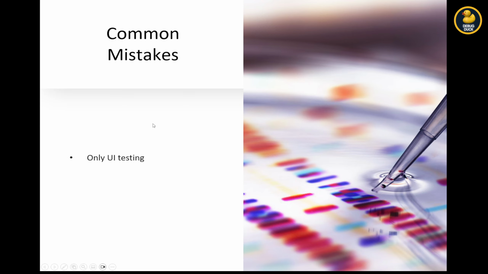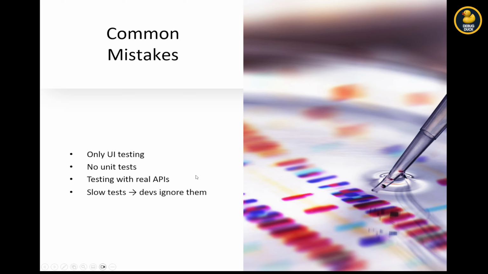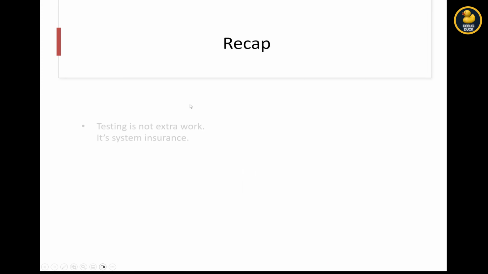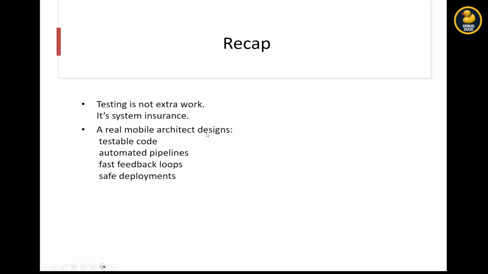The common mistakes: only UI testing, no unit tests, testing with real APIs, slow tests, developers ignore them, no CI pipeline. Testing is not extra work, it's system insurance. A real mobile architect designs testable code, automated pipelines, fast feedback loops, safe deployments.